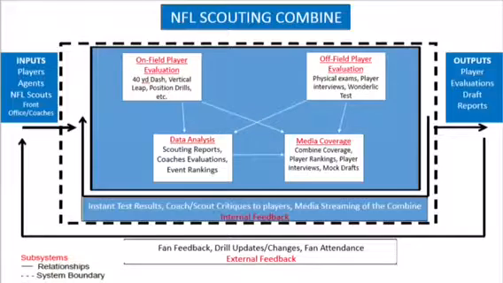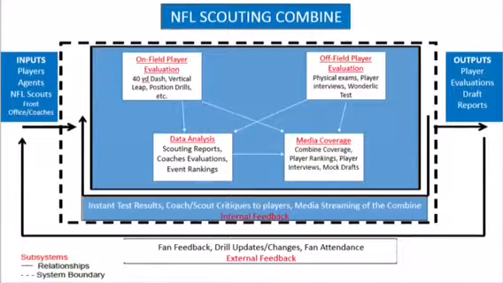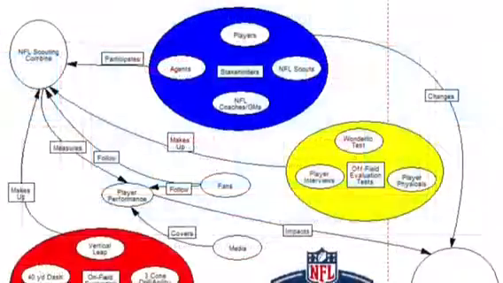Like in on-field player evaluation, there's the 40-yard dash, vertical leap, and position drills. And within the system boundary is internal feedback, like instant test results and coach and scout critiques to players. Outside of the system boundary is external feedback, like fan feedback, drill updates and changes, and fan attendance.